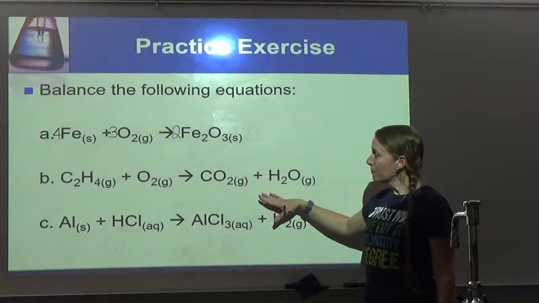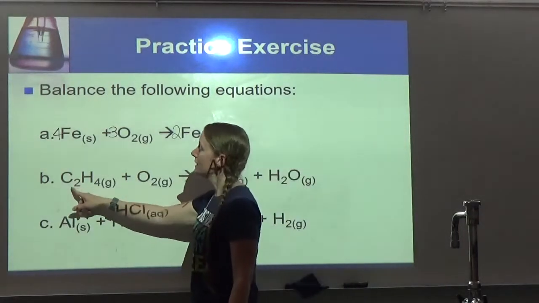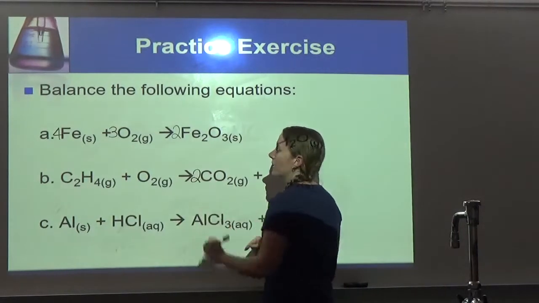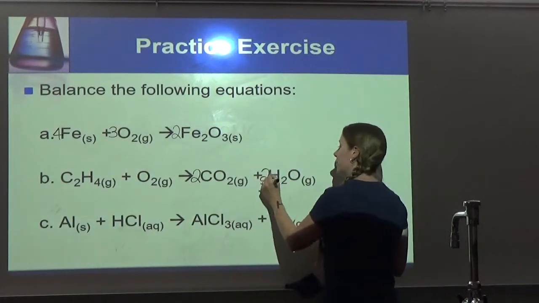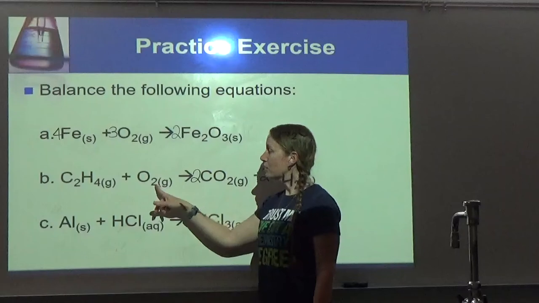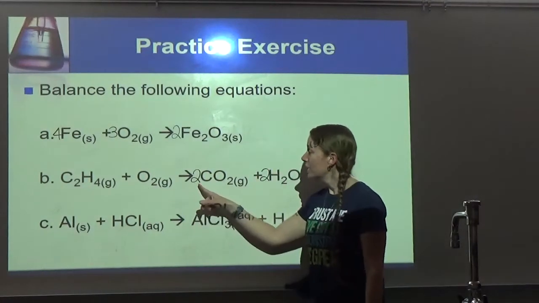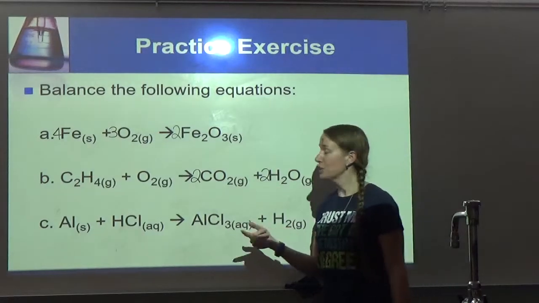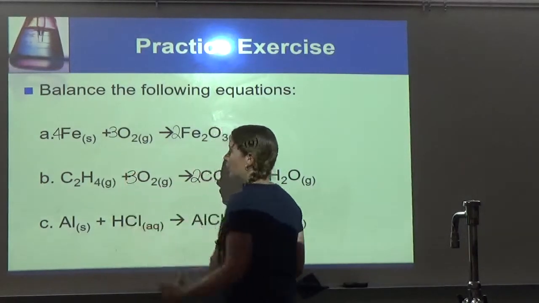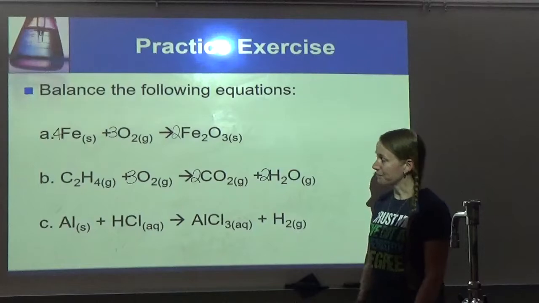All right, so let's look at part B. So we have 2 C's, so I'm going to put a 2 here. We have 4 H's. I only have 2 here, so I'm going to put a 2. And then last we have O. So on this side I have 2. Here I have 4 plus 2, which is 6. So what times 2 makes 6? A 3. Just like that.